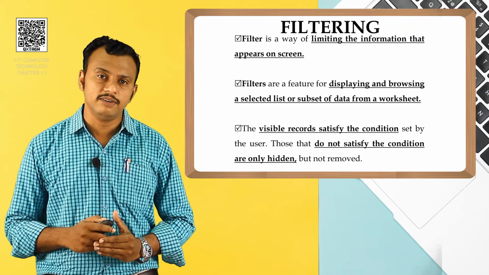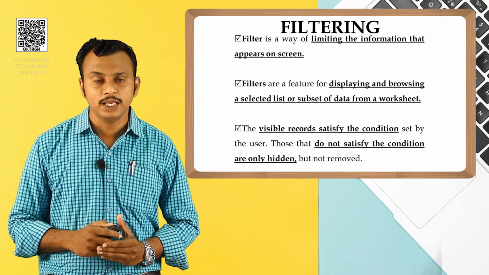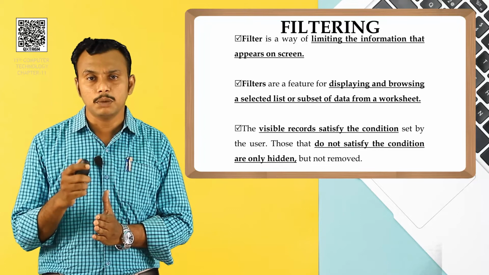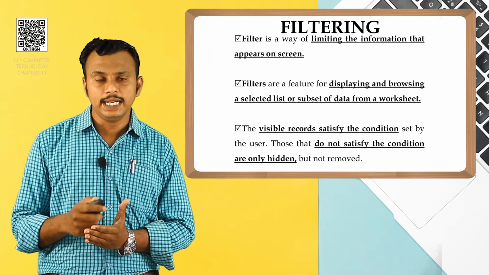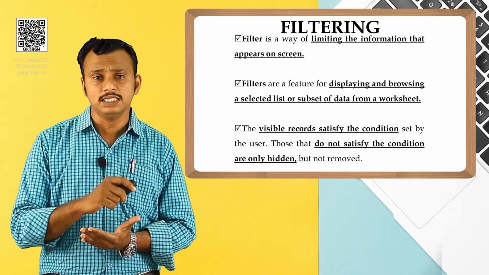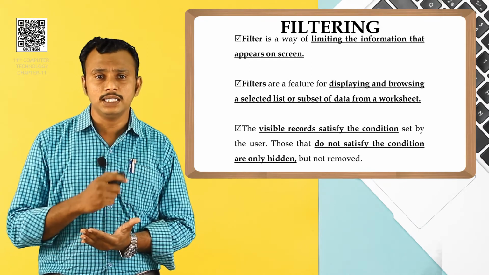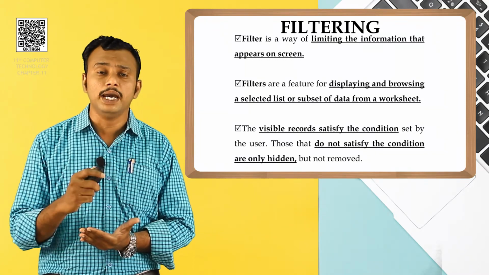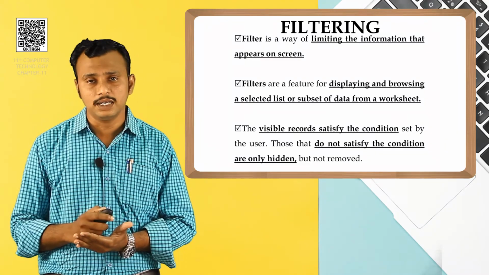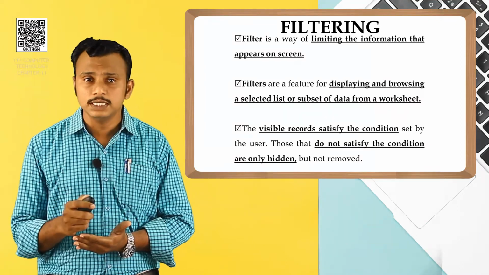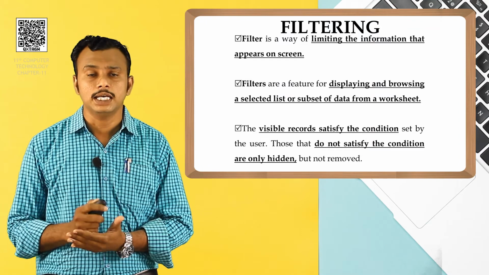So, whenever we are filtering, what will happen? Whenever we are filtering the data, the condition is given. So, based on the condition, the data will be visible for the user. The records that do not satisfy the condition given by the user are not visible to the user. It is not removed, just it is hidden by the spreadsheet.